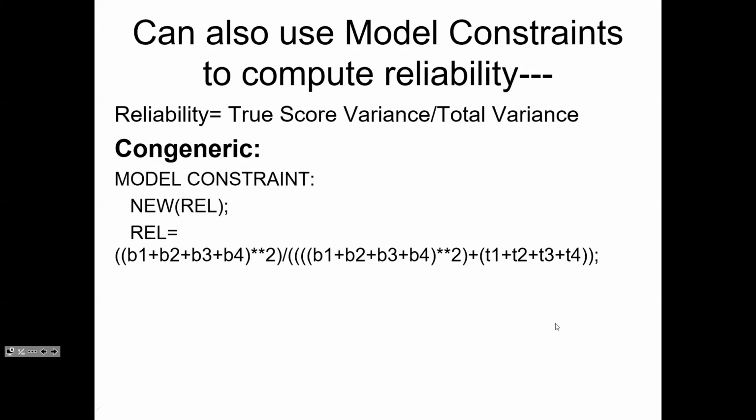So notice the first thing that I'm doing is I'm creating a new sort of, not really a variable. I shouldn't call it a variable. A new parameter, really what it is. It's not a variable, it's a parameter. So I'm creating a new parameter, and it's called rel, for reliability. And I can actually compute the true score variance. So the true score variance is actually the sum of the squared factor loadings. That is the true score variance.